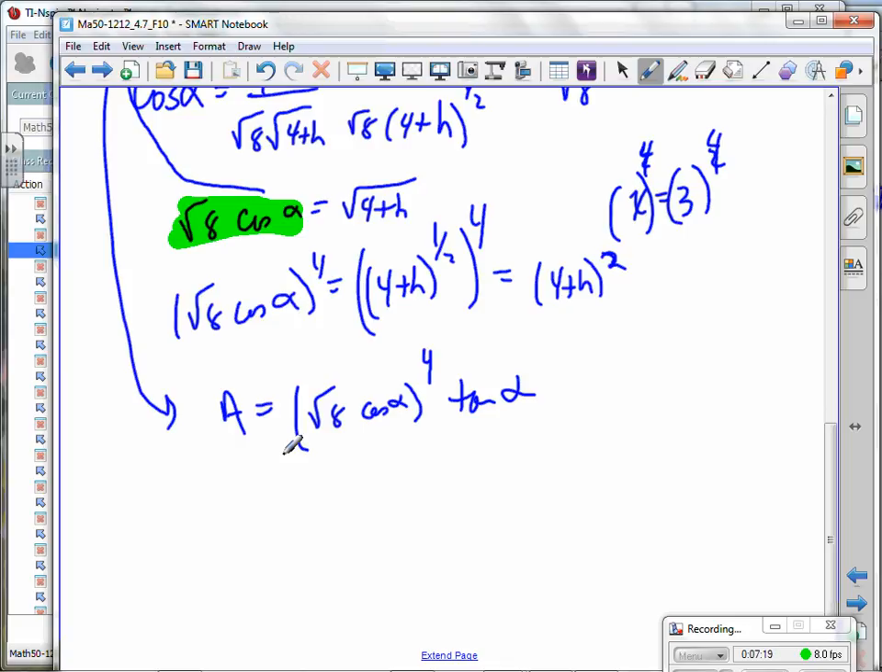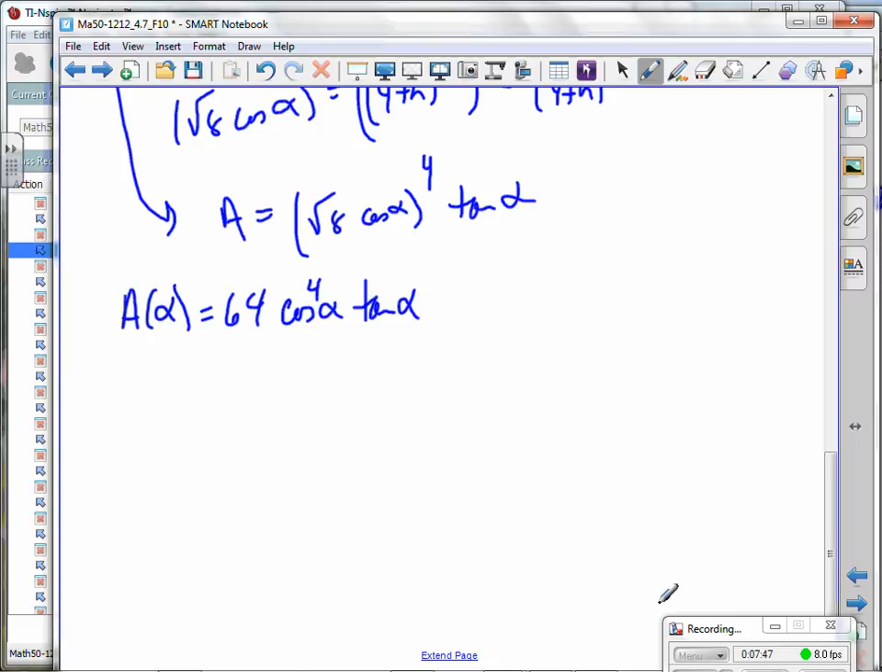Let's see, I was just checking my notes to see if I had anything different. What I have here, you can see if you agree, I have 64 cosine alpha to the fourth power, so we can put that right there, tangent alpha. Where did the 64 come from? Yeah, if I square the square root, I get 8, and then I square it again, I get my 64. Okay, that might make it a little easier. So go ahead and take the derivative of that.